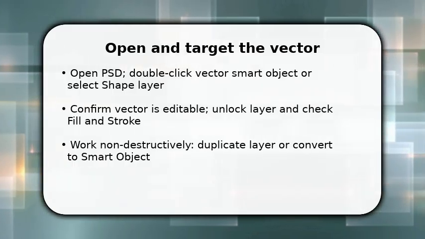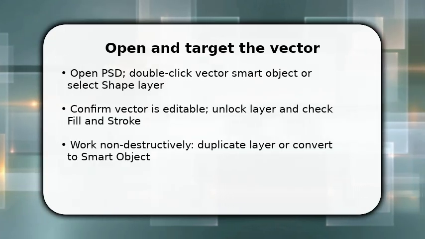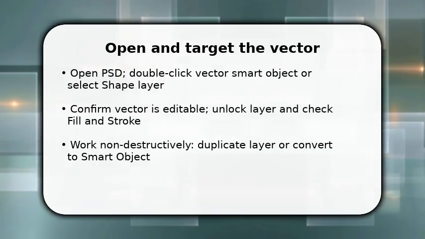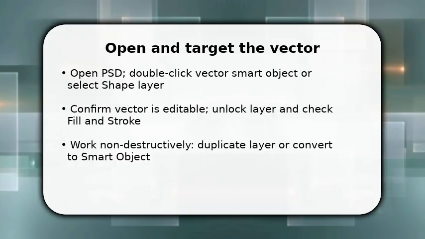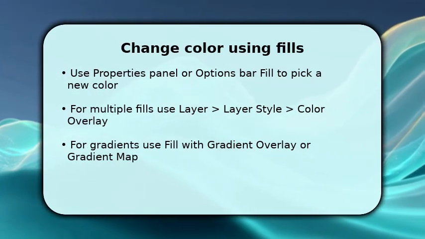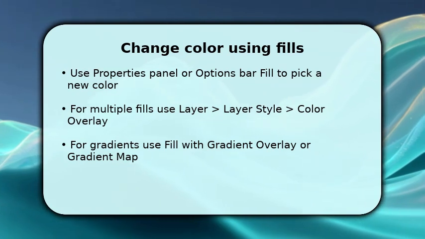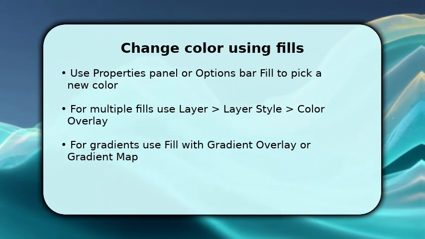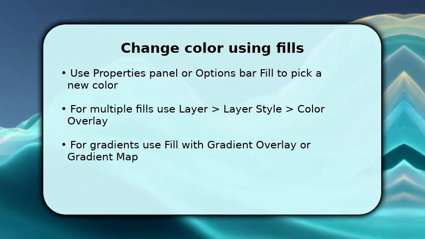Make sure the layer isn't locked and that vector paths are intact, because you'll be changing fill properties rather than raster pixels to preserve sharp edges. You'll change the color by editing the fill or applying a layer style. With the shape selected, open Properties or the Options bar and pick a new fill color.